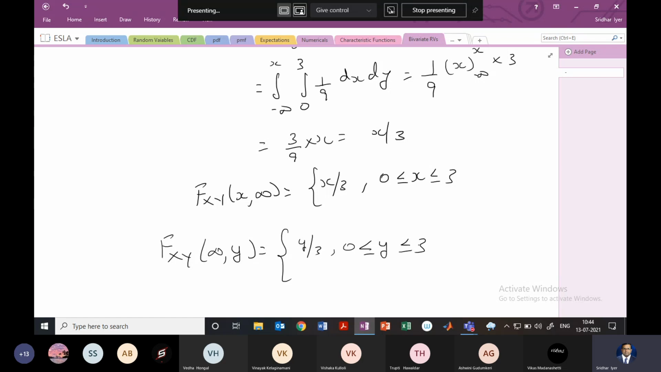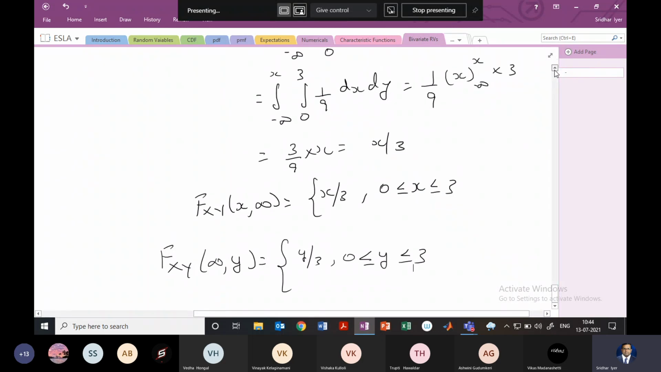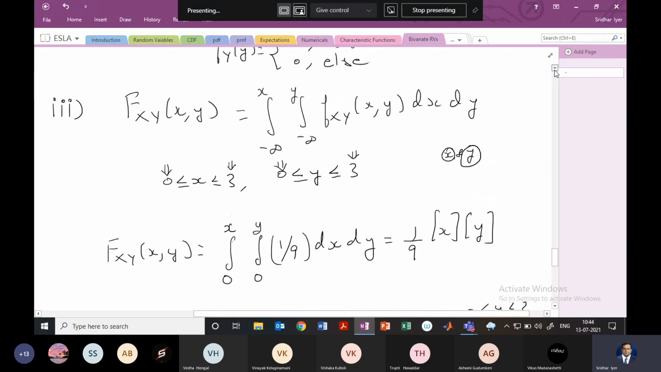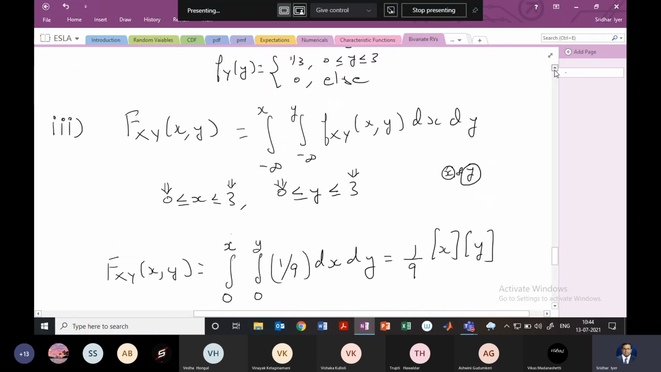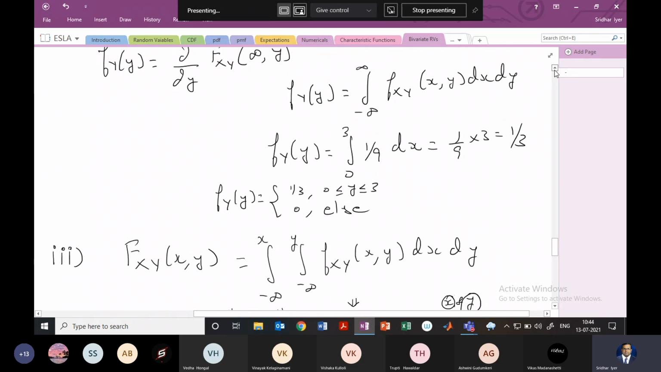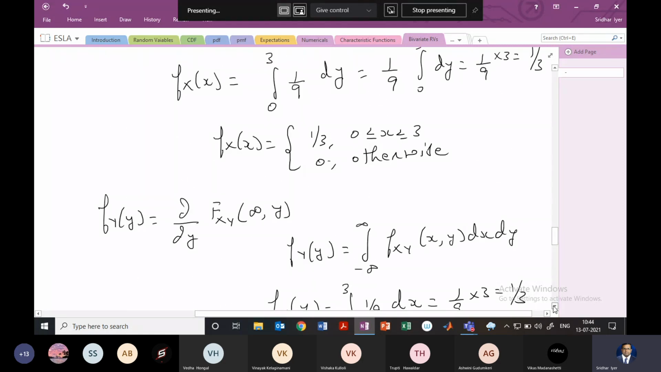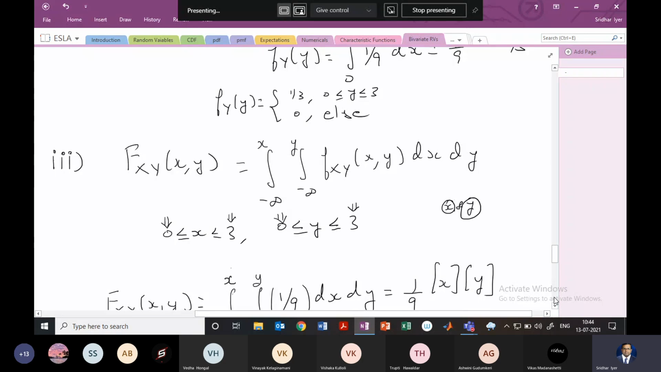Whenever we are finding fxy of infinity comma y, you will see that the answer you get is only y by 3. It is in terms of y. Whenever you find fxy of x comma infinity, you will see that the answer is always in terms of x, right? Similarly, if I scroll up and show you the third value which we have found, you will see that when you are finding fy of y, a single random variable, it is only with respect to y. And when you are finding fx of x, it is only with respect to x. So that is a check on your answer.